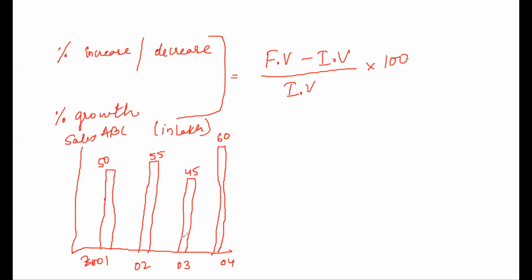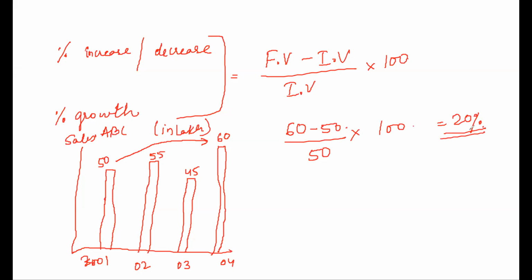Now if it is asked, what is the percentage growth in sales from 2001 to 2004? How much has been the growth or the increase? So how do we calculate this? Final value is 60, minus 50, upon 50, into 100. The calculation will come out to be 20%. It has grown by 20%. I'm sure most of you must be aware of this already. So this is one concept based on which questions are asked.